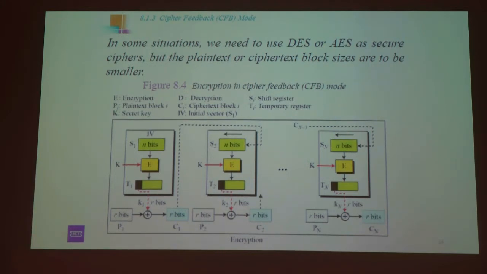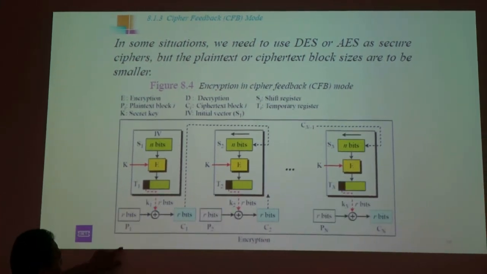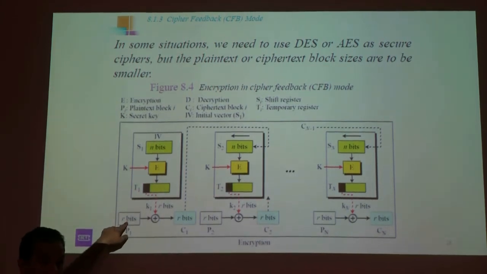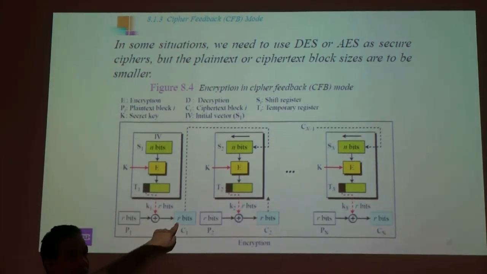In some situations, we need to use DES or AES to secure ciphers, but the plaintext or ciphertext block size is very small. It could be a character or a bit. So the next three modes are kind of a stream, not a big block. So how do you do it? First of all, you have r bits. Could be one bit, could be 8 bits like a character. That's your plaintext. You XOR it with the key, and you get the ciphertext data.